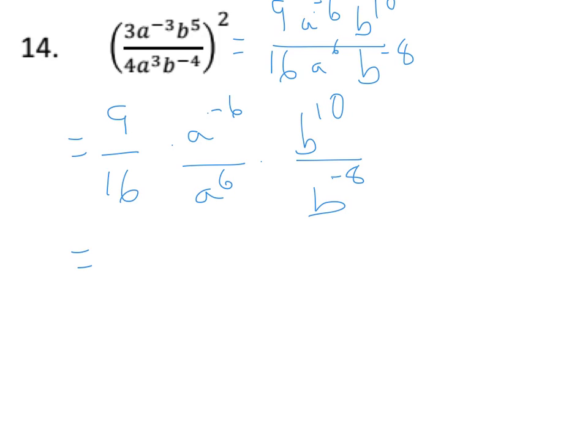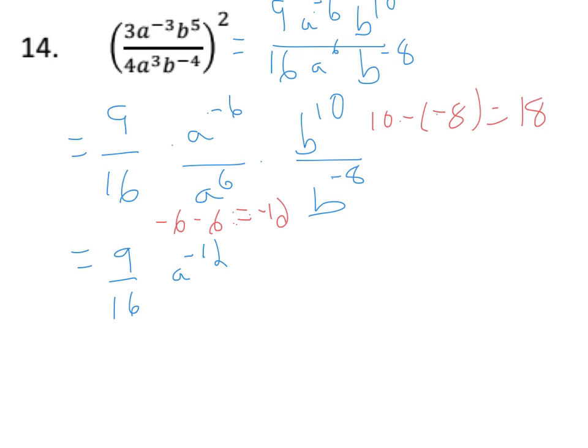For the a's, if we're going to follow the quotient rule, then it's going to be negative 6 minus 6 for an exponent of negative 12. Okay, so now what does that mean at that point? Well, my next line of work here, I've got a 9/16, and then I have an a to the negative 12. So I'm going to resolve that in a second. Let's go to the b's here. And if I do the quotient rule, again, if I do 10 minus the negative 8, that's going to give me an answer of 18. So I'm going to have b to the 18th.